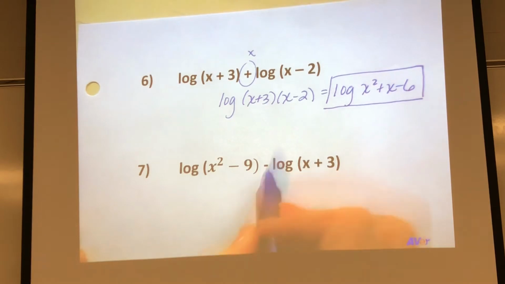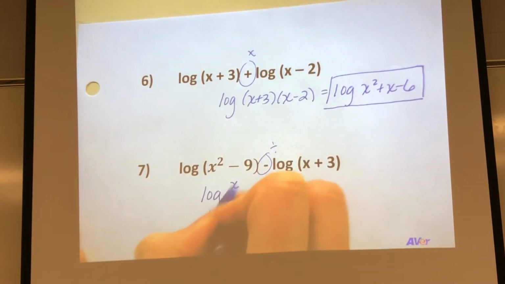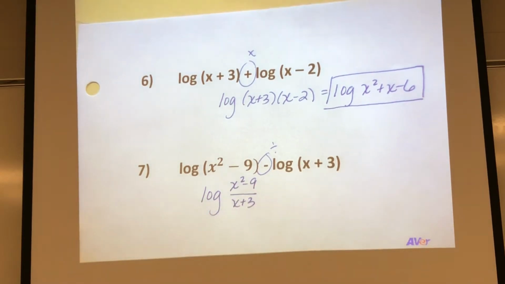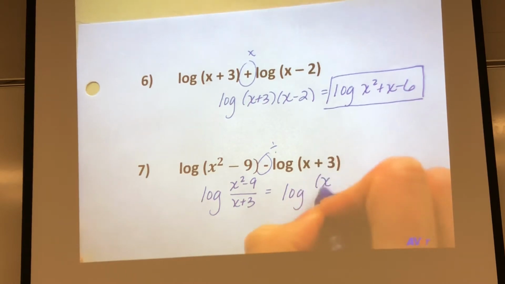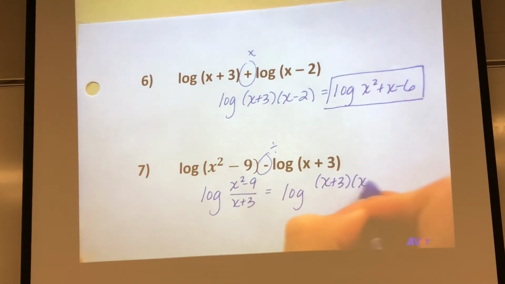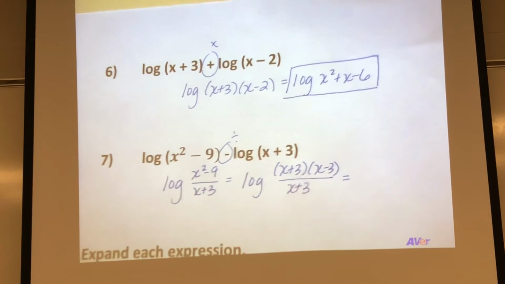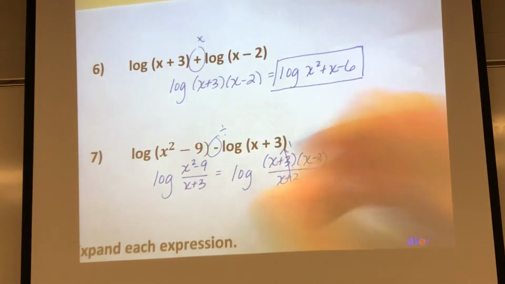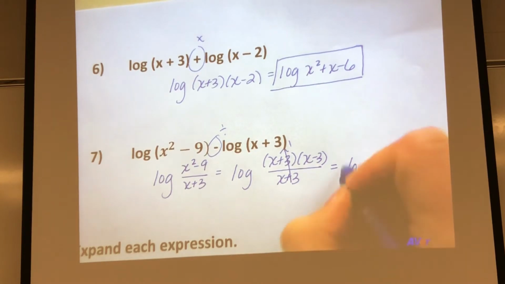All right, here subtraction means dividing. So we have log of x squared minus 9 divided by x plus 3. Some of you might have recognized that that x squared minus 9 can be factored. So x squared minus 9 is x plus 3 times x minus 3 all over x plus 3. And then we can see that the x plus 3's can divide out. Those equal 1. So we have log of, keep it in parentheses, x minus 3.